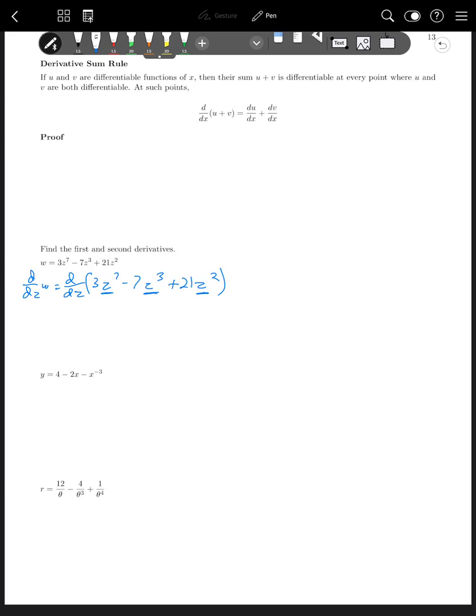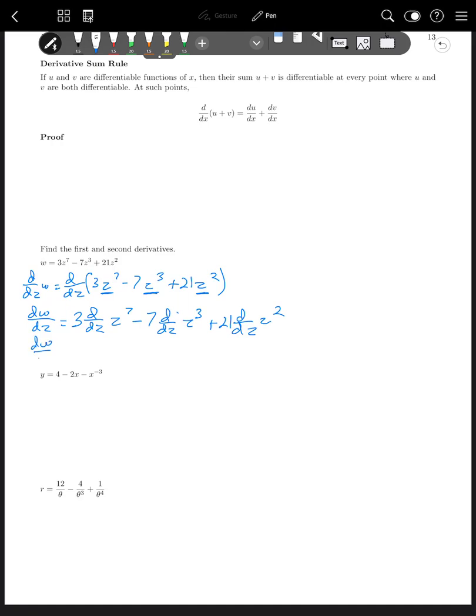And the rest of these operations are going to stay the same because by using the constant multiple rule and the sum and difference rule, I can rewrite this as the derivative of w with respect to z of 3 times the derivative with respect to z of z to the 7th minus 7 times the derivative of z to the 3rd plus 21 times the derivative of z to the 2nd. Okay, and so by using the constant multiple rule and the sum rule, we're really just finding the derivative of these three things I underlined and then multiply them.